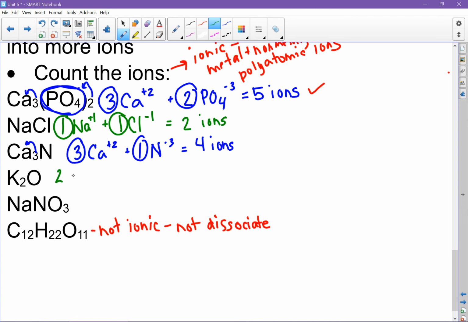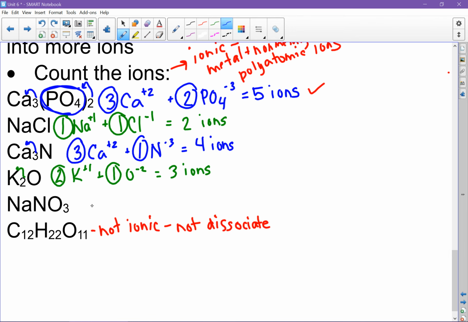Let's try the next one. I have 2 of the potassium ions, that distributes there. Because there's nothing written on the O, I've got 1 of those. So altogether, I have 2 potassiums and 1 oxygen. That gives me a total of 3 ions. Okay. Let's try the last one.